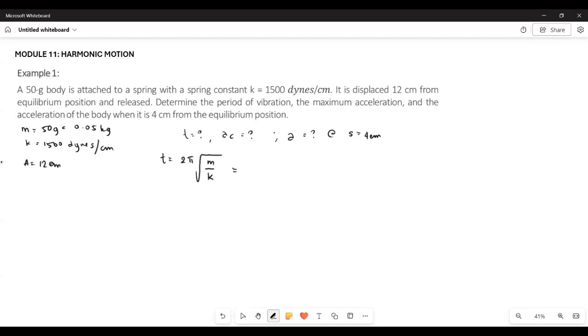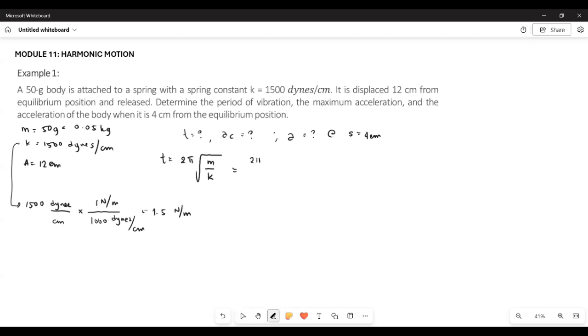Kaya lang, as you can see, yung dynes is hindi katugma ng kilogram. So, kung ano pwede natin gawin dyan is i-convert natin yung ating dynes. So, yung dynes natin na 1,500 dynes over cm, multiply lang natin yan sa 1 Newton per meter is equal to 1,000 dynes per centimeter. So, yung value niyan is 1.5 Newton per meter.